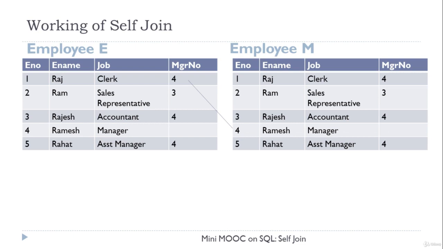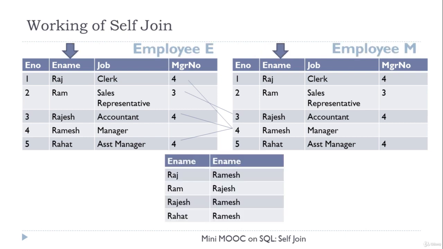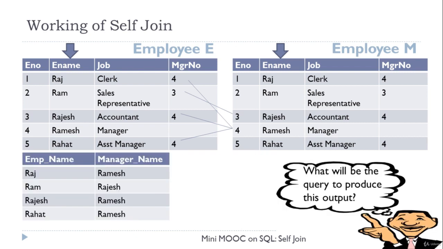Second record Ram having manager number 3 again will make pair with his corresponding manager Rajesh. Third record Rajesh of employee table will make pair with his manager Ramesh. Similarly, fifth record will make pair with his corresponding manager. Thus the output of this process is four records. Let us now write the corresponding query to produce this output.